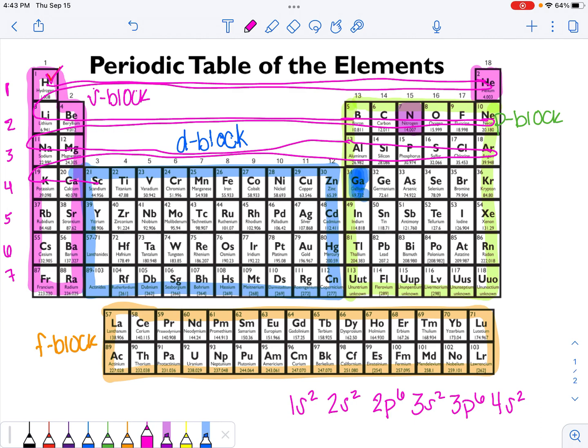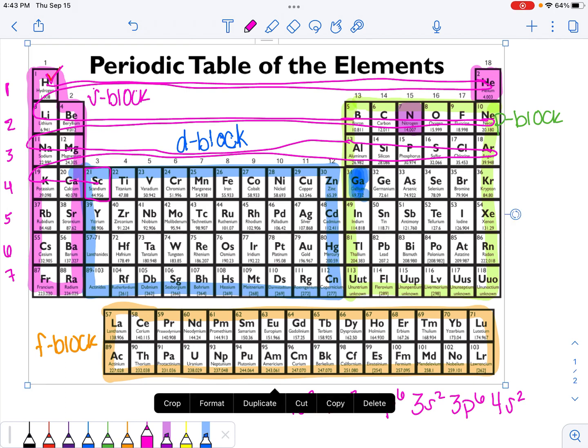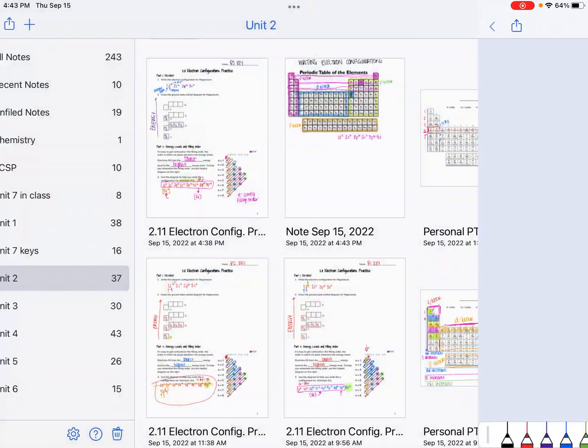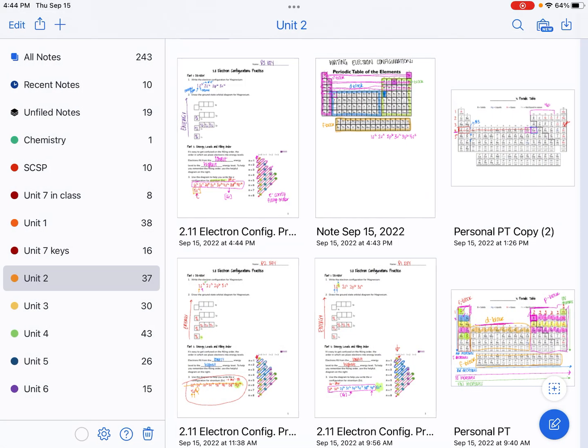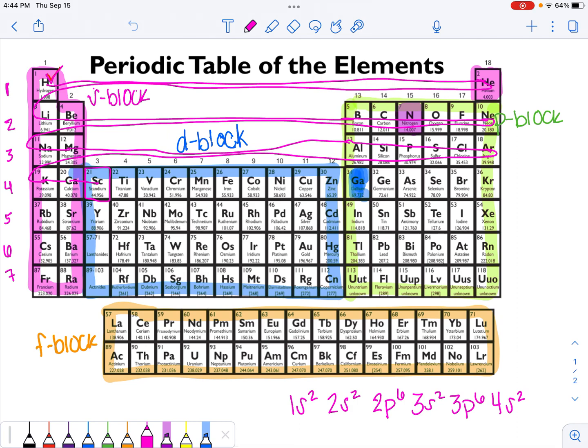So here's where the pattern doesn't fully follow. Scandium has its electrons in the 3d energy level. So if we look back at our filling order, what you'll notice is I went through 1s, 2s, 2p, 3s, 3p, 4s, and now I'm up here at 3d. 3d is lower in energy than 4p, which means it needs to get filled next. That's exactly how it corresponds on the periodic table. So I'm in 3d next.